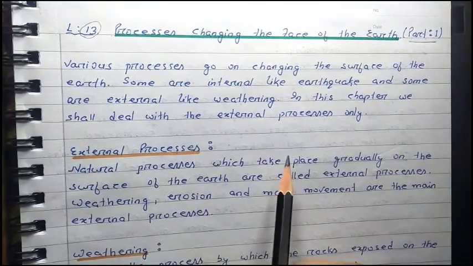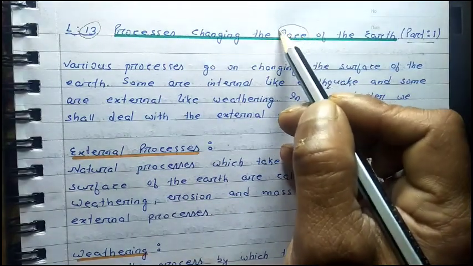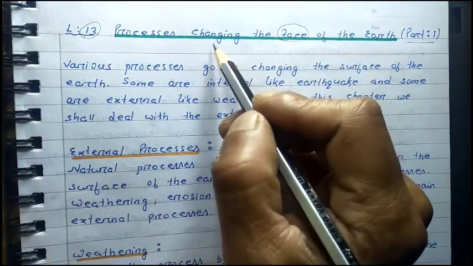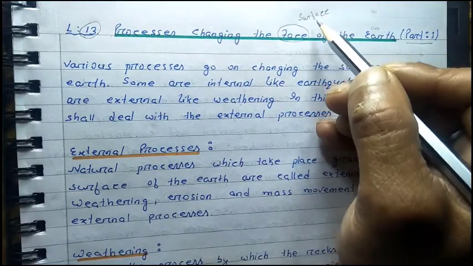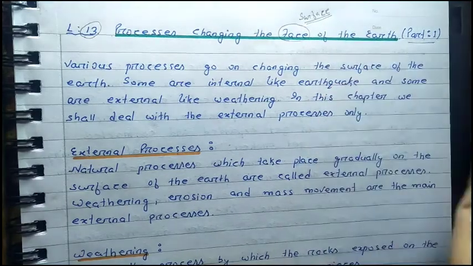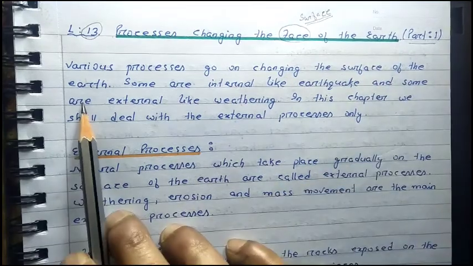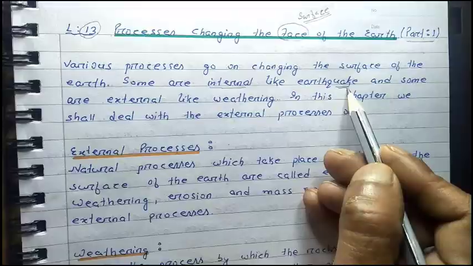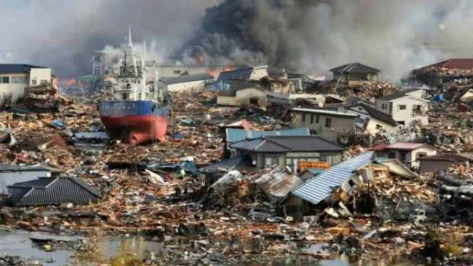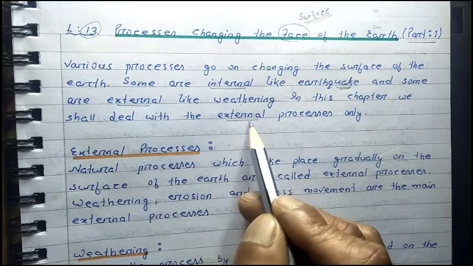And in this chapter we are going to discuss how the face of the earth, meaning the surface of the earth, how different changes are brought on the surface of the earth. That is the main topic that we are going to study in this chapter. Various processes go on changing the surface of the earth. Some are internal processes like earthquake, you can see in the picture, and some are external processes like weathering. In this chapter, we shall deal with the external processes only.